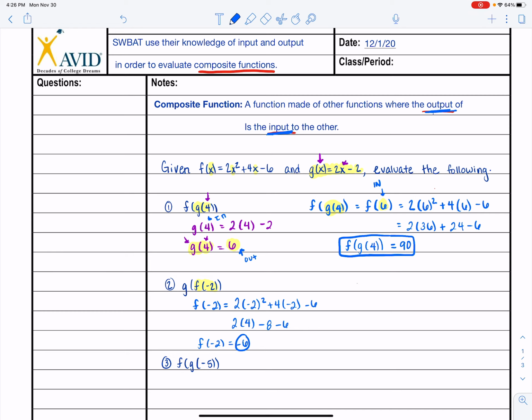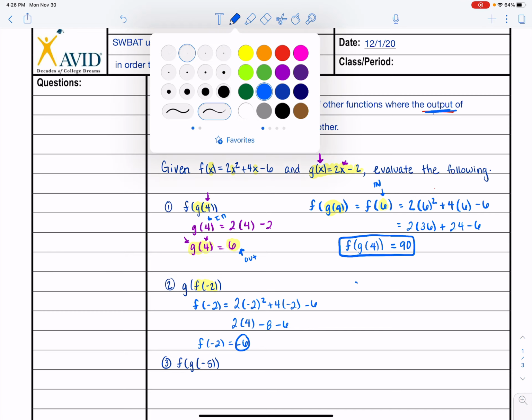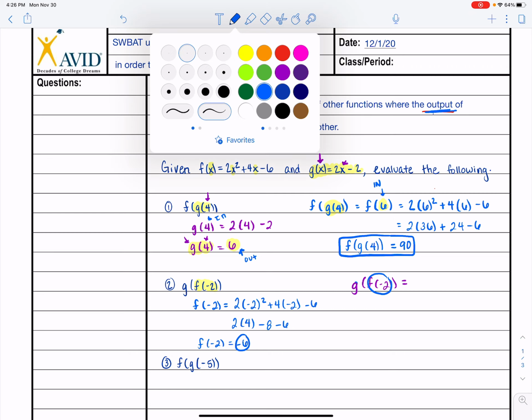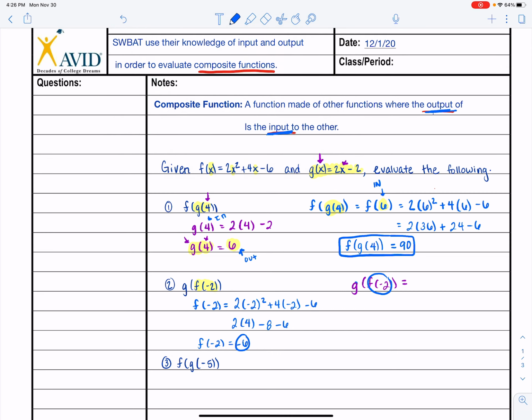So now I'm going to g. g of f of negative 2. Well, I just found that f of negative 2 is equal to negative 6. So I'm going to take this f of negative 2 out, and replace it with what it's equal to. So it is equal to 6. So I'm really finding g of 6. So the output of my inside one became the input of the next.